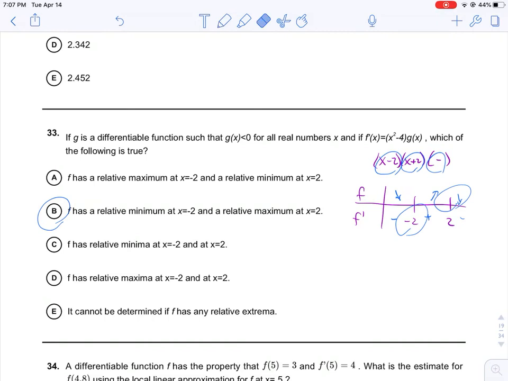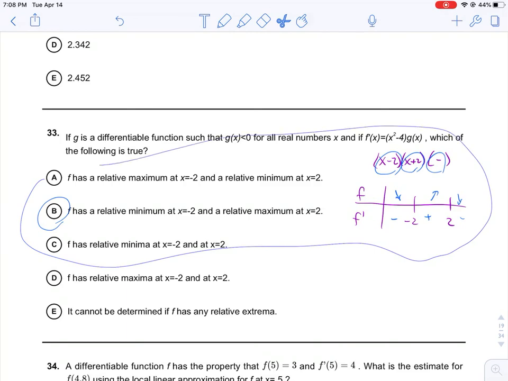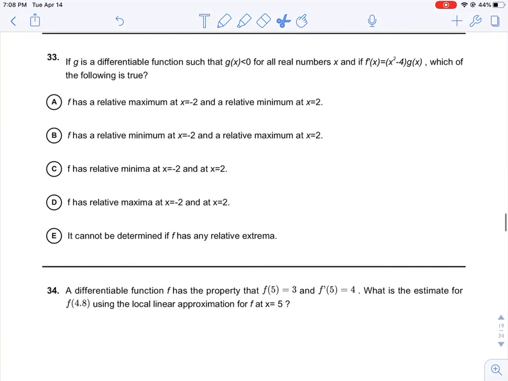Let's go through the rest, though, and see why they're not the answer, if B is in fact the answer. Always a good idea, because you could make a mistake early on that you might correct later. f has relative minima. That's just the plural for minimum. So it's saying there's a minimum at both places. No, there aren't. This is saying there's a maximum at both places. No, there is not. And it cannot be determined. That is also not true. So the answer is, in fact, B.